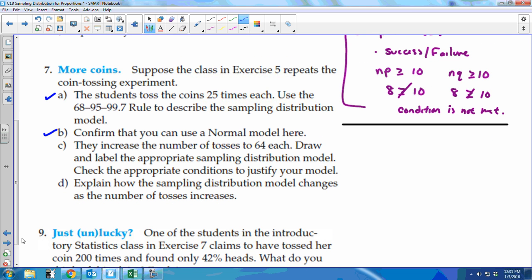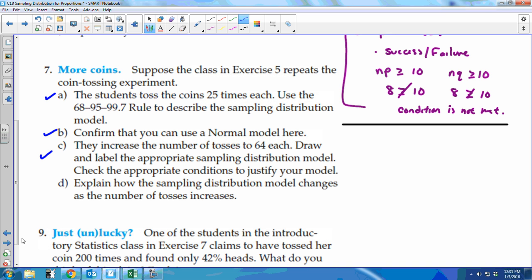They increase the number of tosses to 64 each. Draw and label the appropriate sampling distribution model. Check the appropriate conditions to justify your model. The conditions are the exact same except for success failure, because now sample size is 64. Right? Your model is going to be different because you change the sample size. You have to change the standard deviation. Right? Because now you're dividing by 64, not dividing by 25. But you could still just draw out the model and label it. It wouldn't be a big deal. Are we good with that?